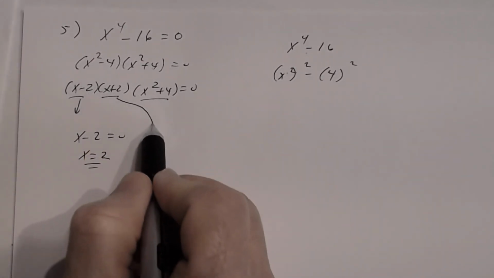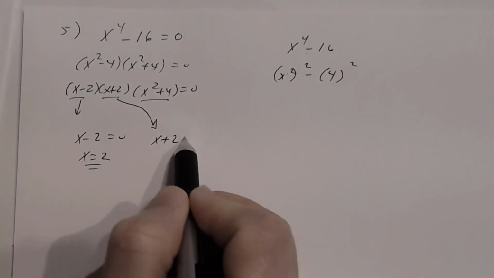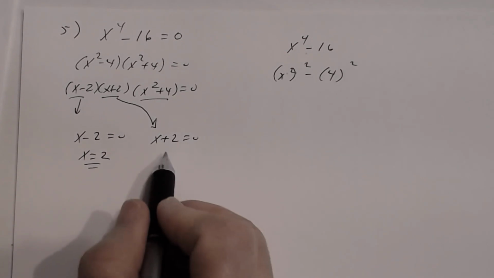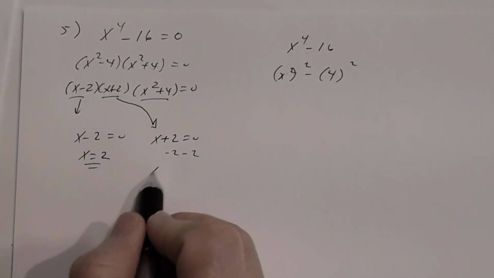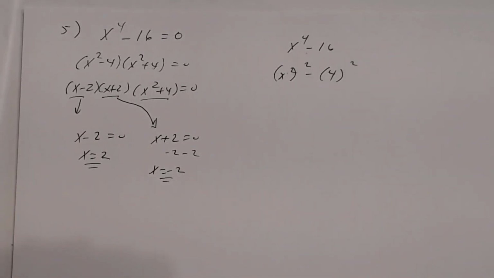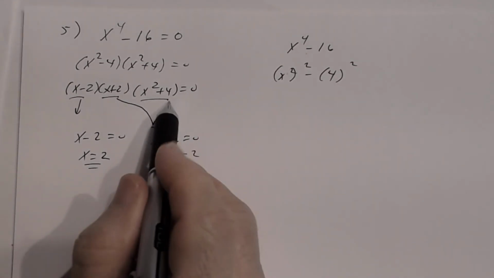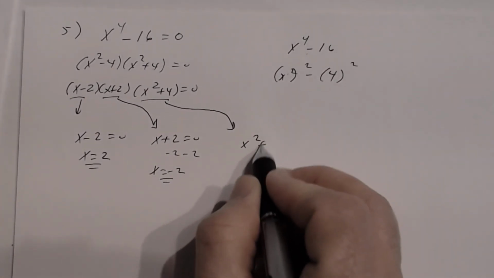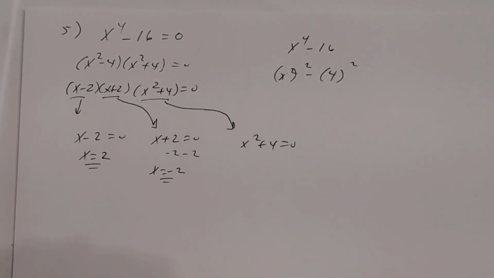In order for this factor to equal 0, what do you think x would need to be? Negative 2. So you subtract 2 from both sides, combine like terms, you get x to be negative 2. Okay? All right. Now, here's the one we got to talk about. X squared plus 4. I want you to think about this.